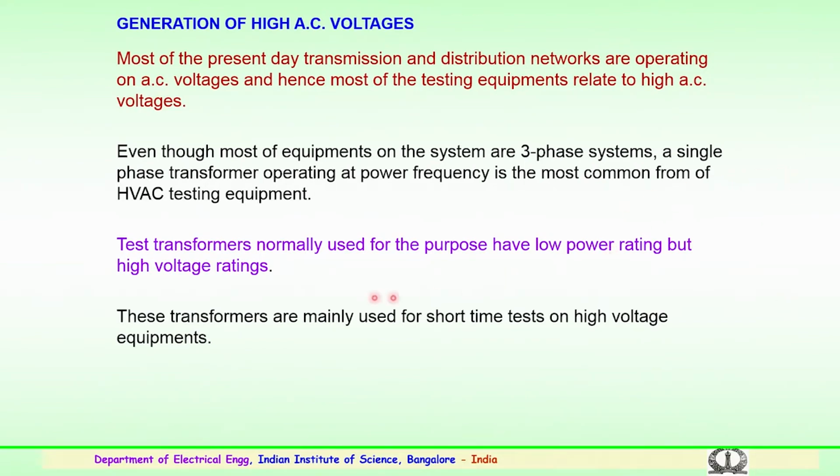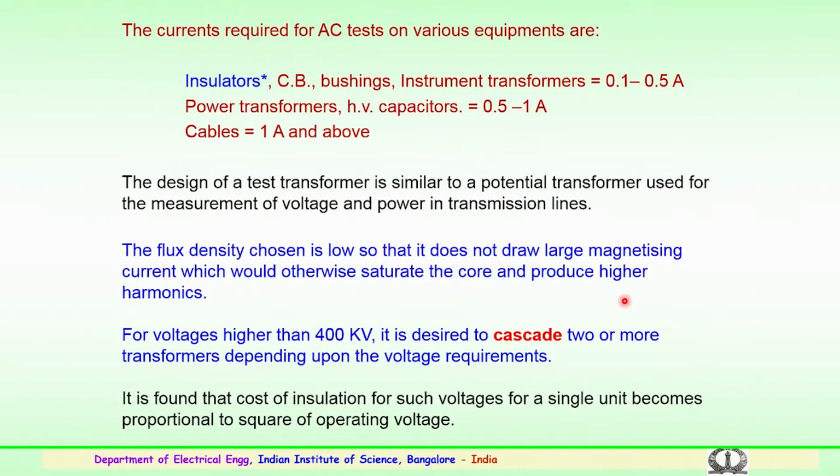So, these transformers are mainly used for very short tests on high voltage equipment. These are not for a very long duration. The tests are usually conducted for a short period, and the currents required for the conduction of the AC tests vary with various equipment.